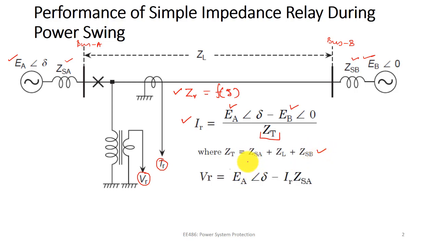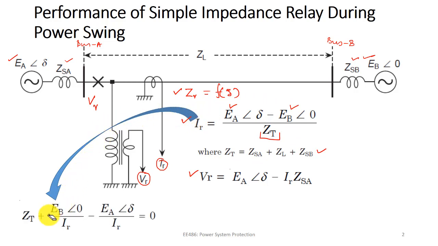From this I can write the equation of VR. The voltage at bus A will be VR, the voltage seen by the relay, and that will be nothing but EA angle delta minus IR ZSA. Now from the previous equation, by multiplying by ZT and dividing by IR on both sides, I find that ZT plus EB by IR minus EA by IR is equal to 0.